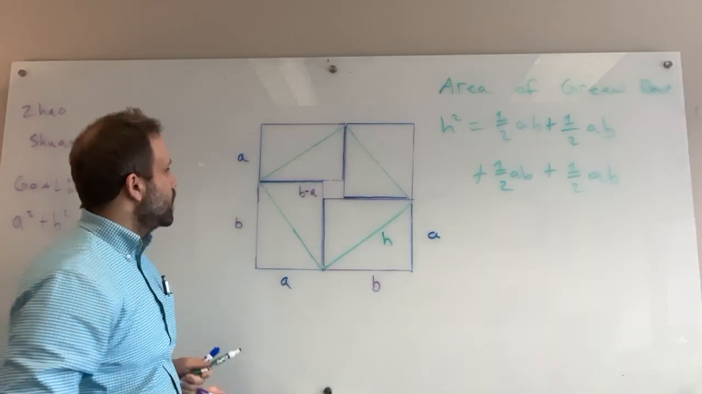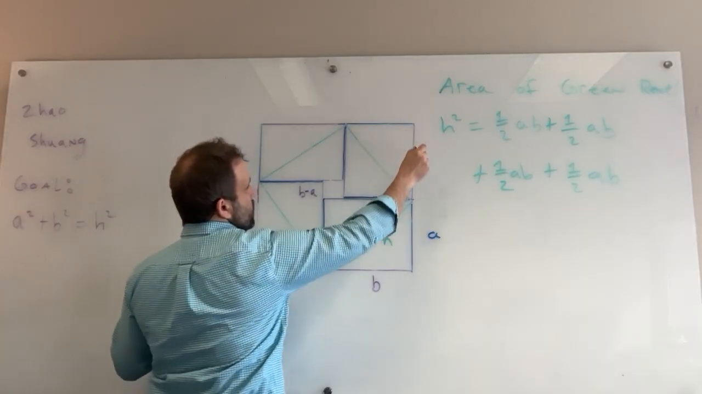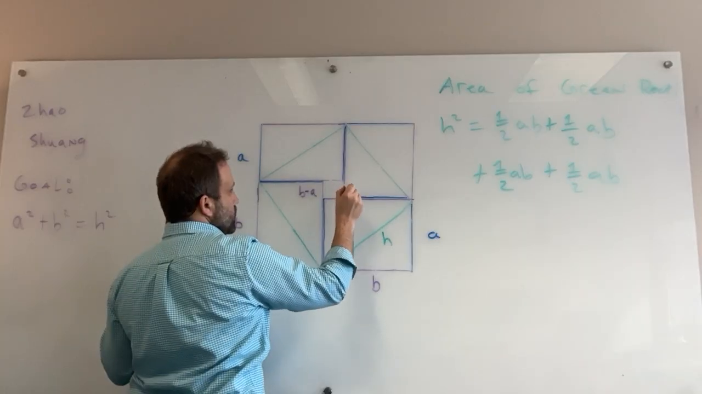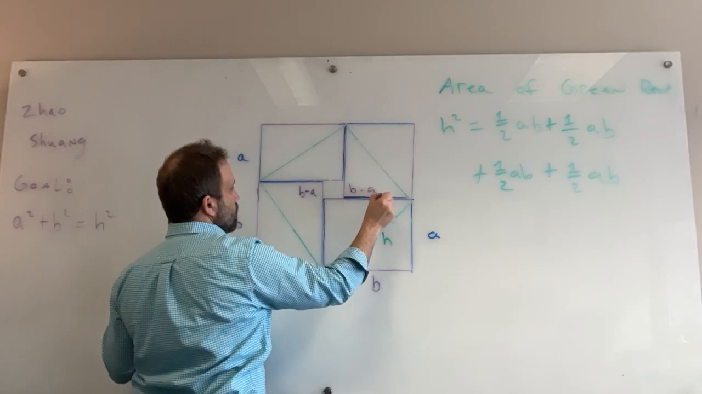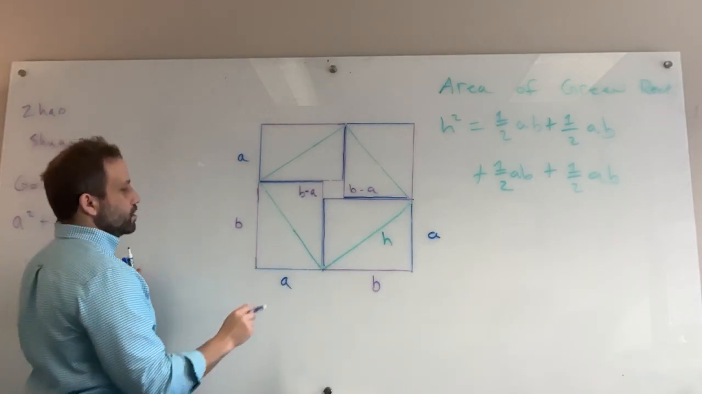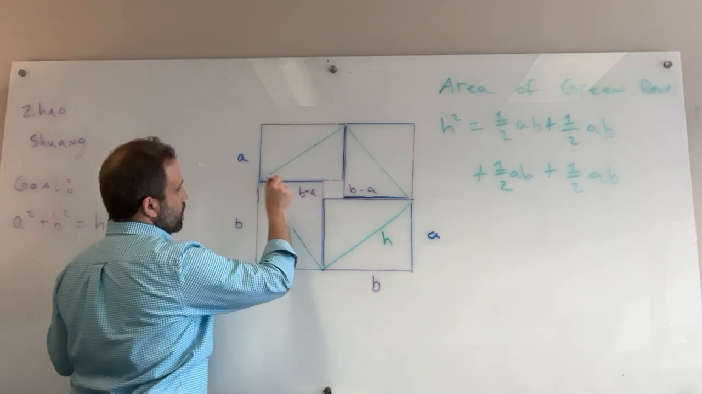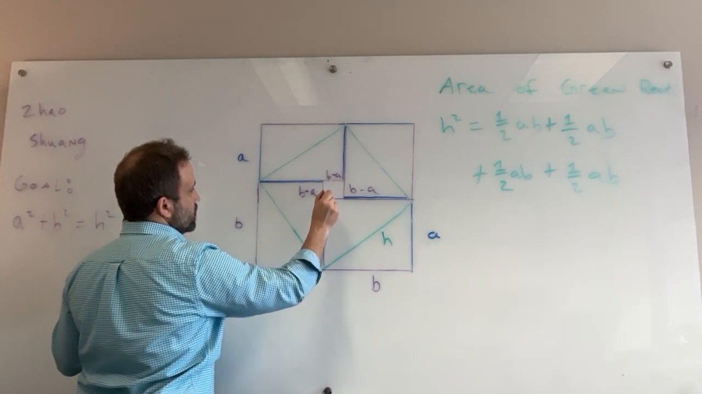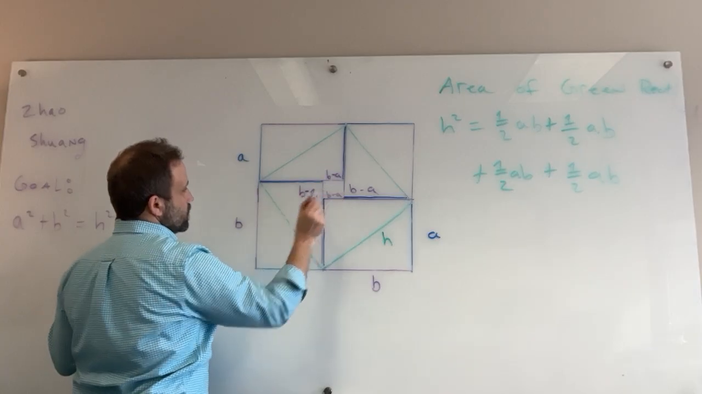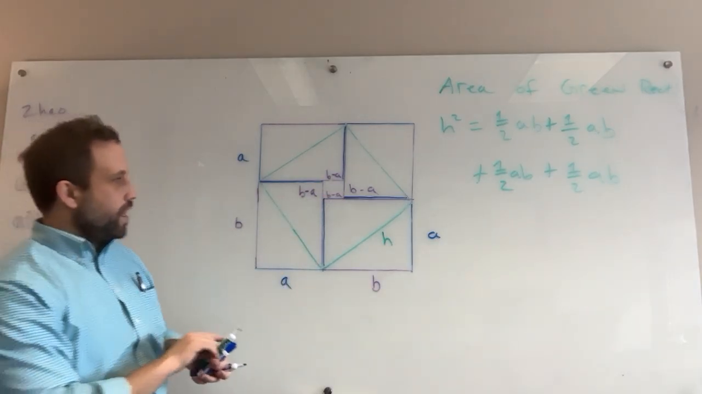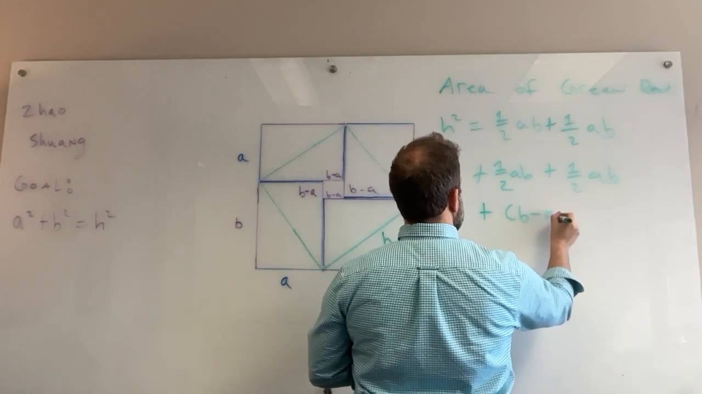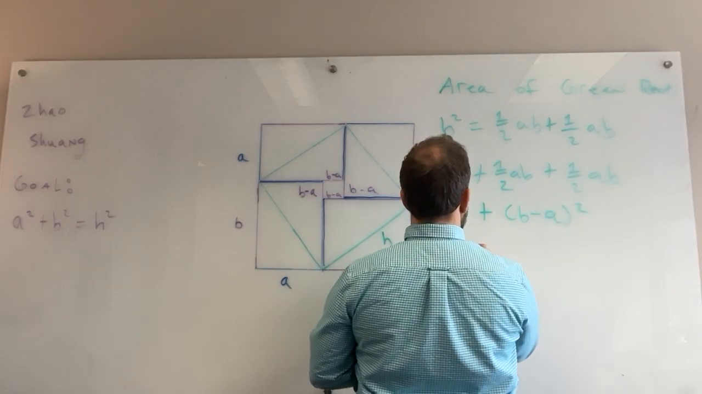Okay, now what about over here? This length is B, this length is A, like I said just a minute ago. So then this length here has to be B minus A. And now similarly, this length is B, this length is A, so then this length is B minus A, and similar arguments say this length is B minus A. So then over here, we're going to add plus B minus A squared.